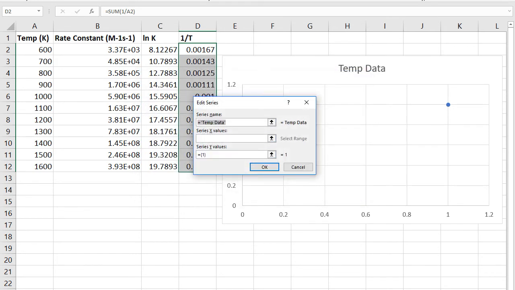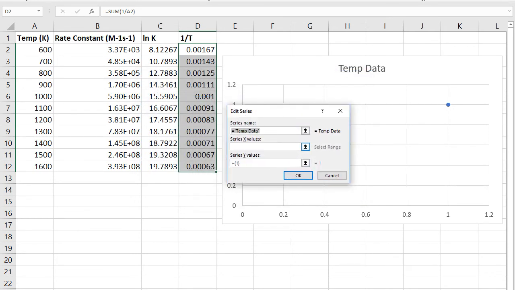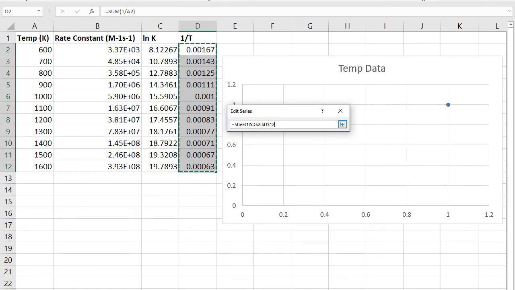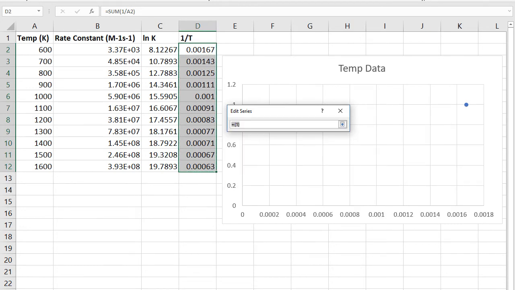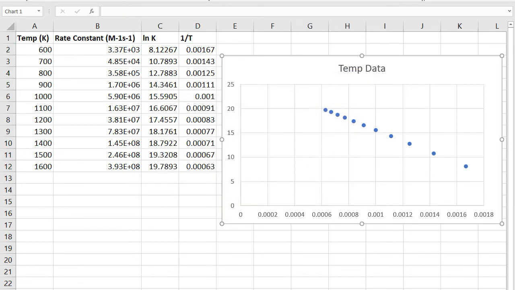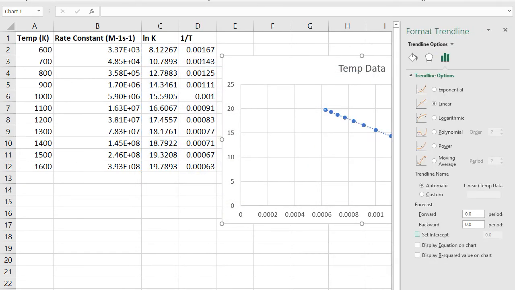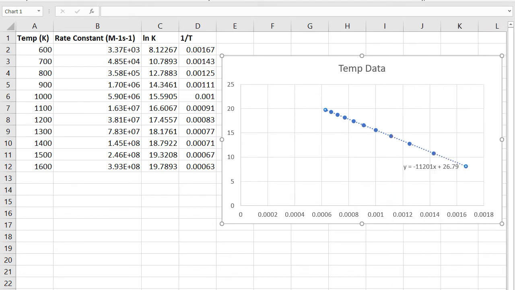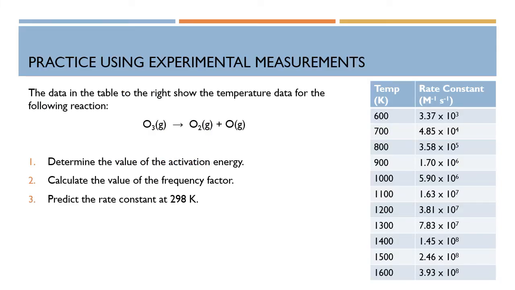So my x values are going to be 1 over the temperature, and my y values are going to be the natural log of the rate constant. And now look at this, I have a straight line, and my trend line is added, so I'm going to display the equation on the chart here. My equation is y equals negative 11,201x plus 26.79. That equation is going to be the important part of this.